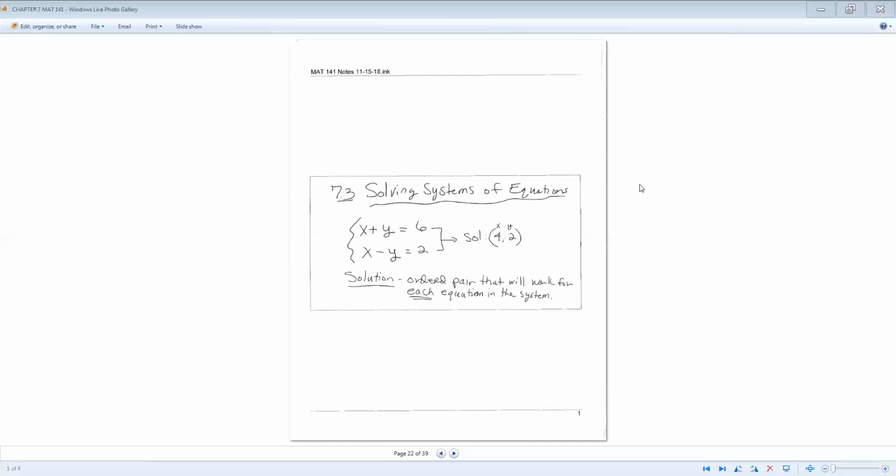So in other words, if I had the ordered pair of 5 and 1, x being 5, y being 1, the 5 and 1 would work for the first equation and not the second. In other words, 5 for x, 1 for y: 5 plus 1 is equal to 6, but 5 minus 1 is not equal to 2. So the solution for that would be 4, 2. 4 plus 2 is 6, 4 minus 2 is 2. That would be the solution for the whole system, not just one equation.